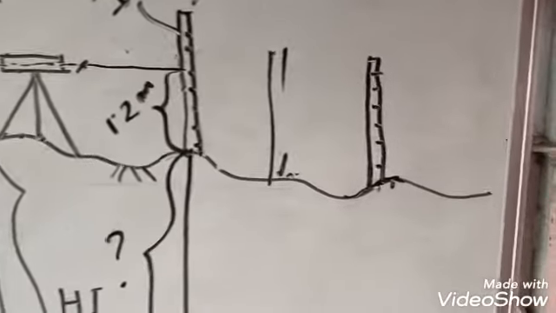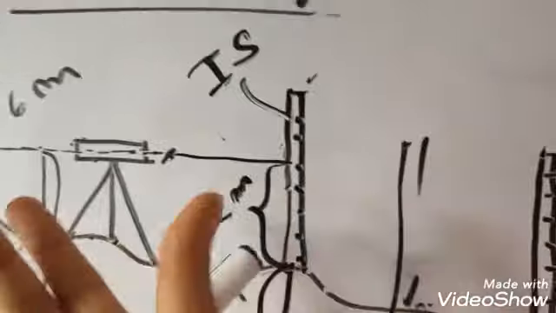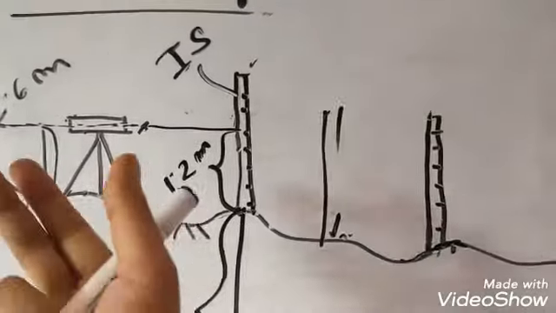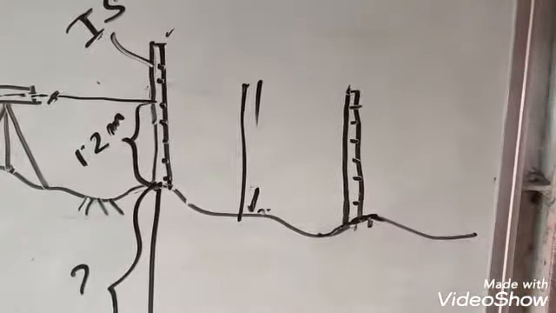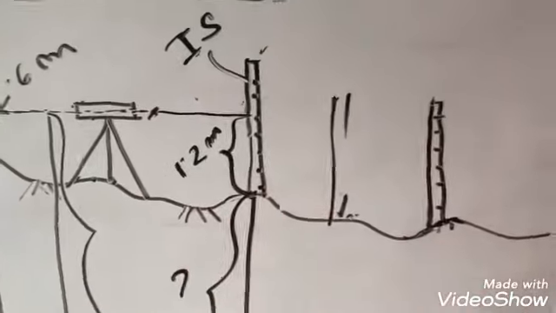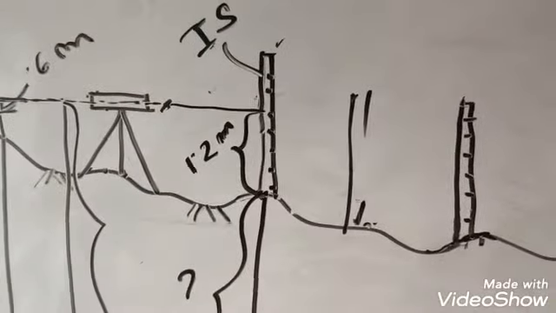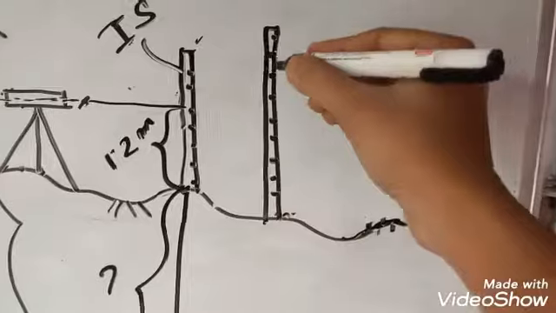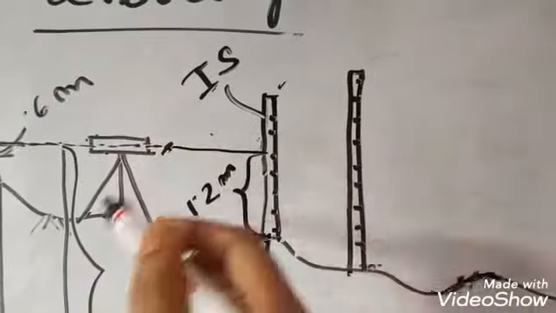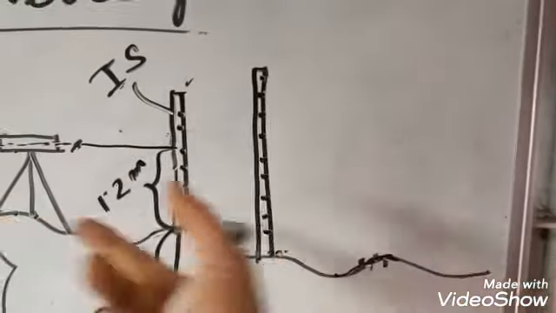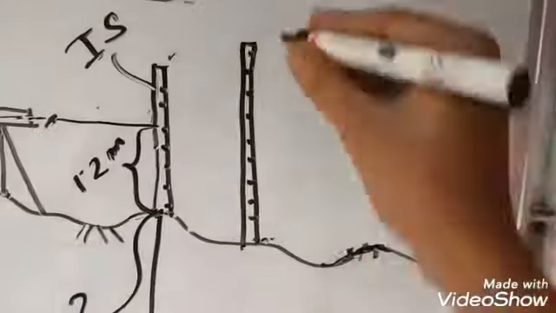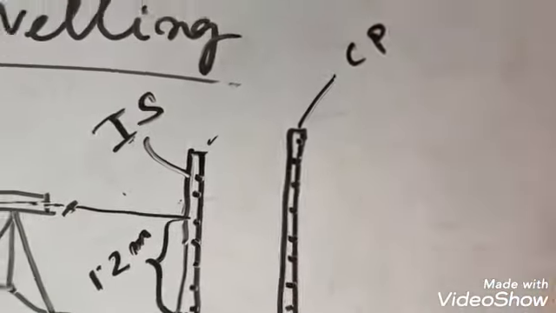So in that case we will have to change the position of the instrument, and bring the instrument here so that we can see the readings clearly. Usually at every 100 meters we change the position of the telescope. Suppose this is the last point at which we are taking reading from this position. After this we are going to change the position of the telescope. So this point is going to be called change point.